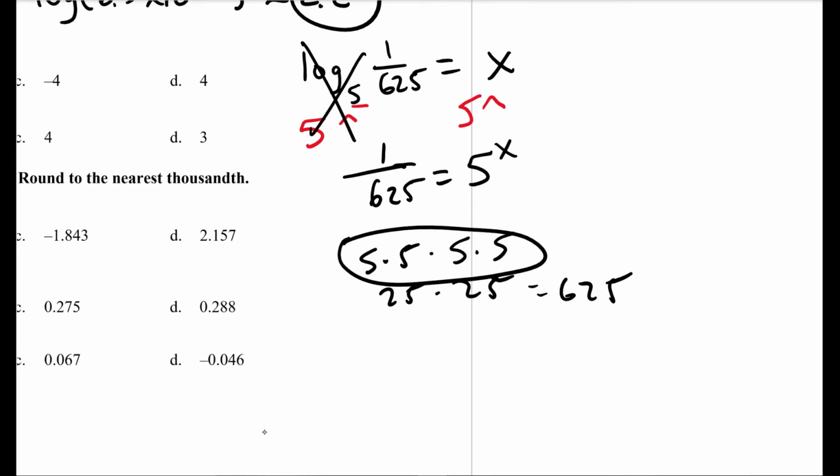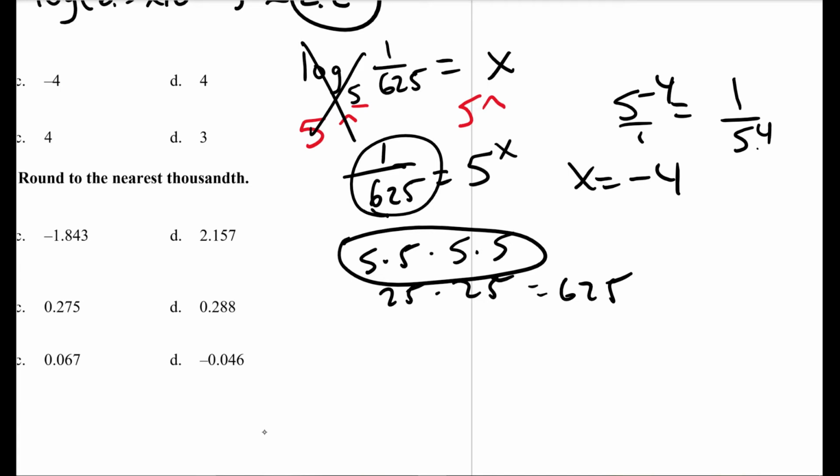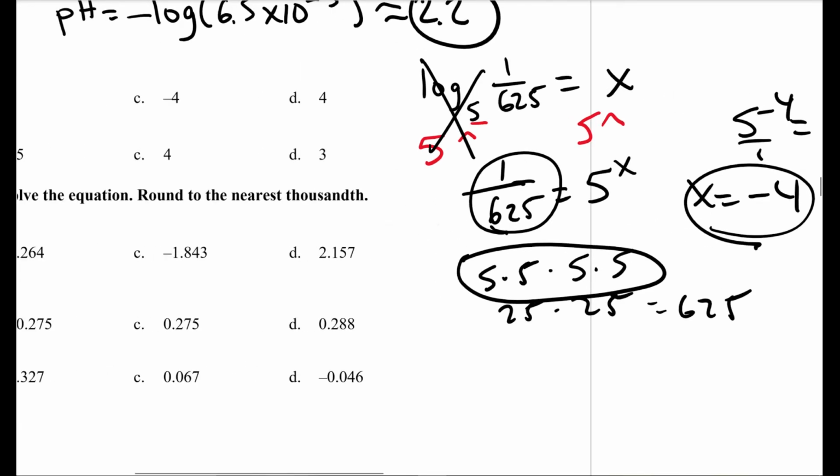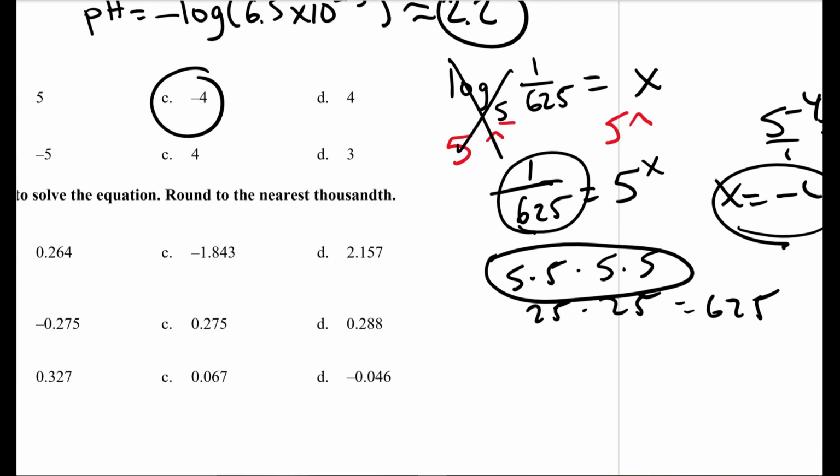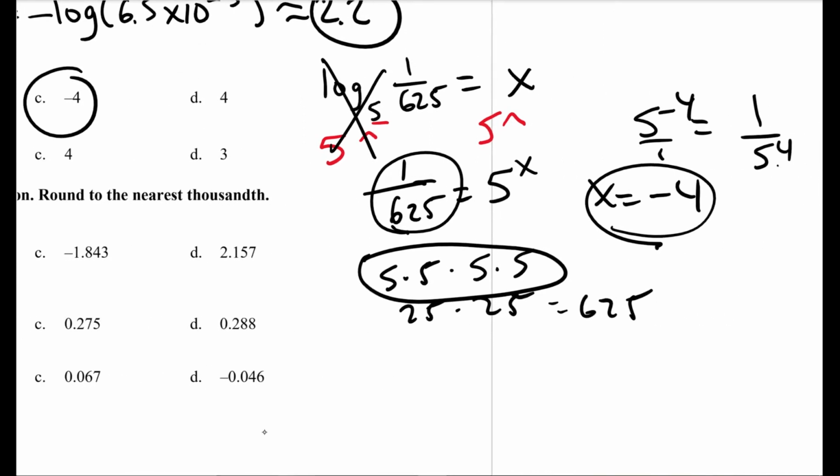However, since it's a fraction, we're going to make x into a negative exponent. That way, a negative exponent means we flip it and it makes it 1 over 5 to the fourth, and then it gives us the fraction that we want. So in this case, x is negative 4. Now you can also type this into the calculator, but I would first show your work so that you can get to this stage, and then at that point, if you want to use a calculator, you can.